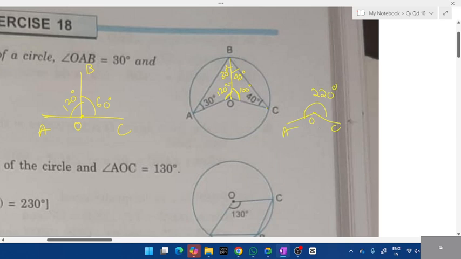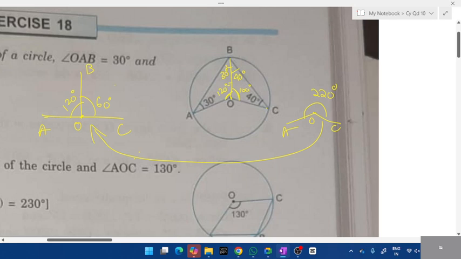220. Can you see here? It's not a straight line, right? They might ask you this question. They'll give you this question, ask whether AOC is a straight line. You have to write AOC is not a straight line. If it is a straight line, you'll get 180 degrees. You should know each and every concept, 180 degrees.